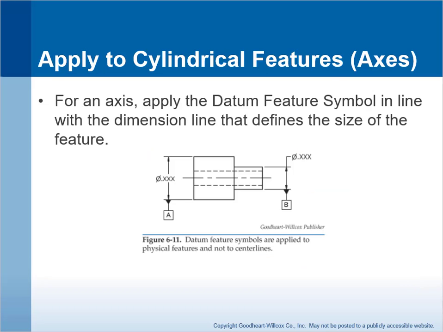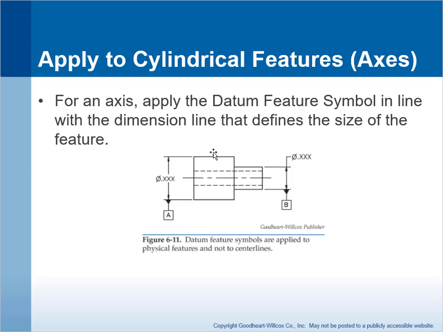So here's how we apply cylindrical features as datums. For an axis, apply the datum feature symbol in line with the dimension line that defines the size of the feature. In this case we have diameter XXX, and then we have our dimension line, and then extension off of the dimension line, we have our datum callout.